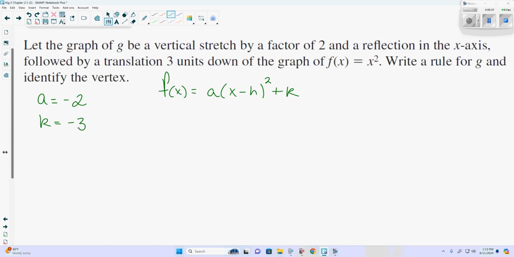So by the book, we can say g of x is equal to negative 2 times (x minus 0) squared, minus 3.